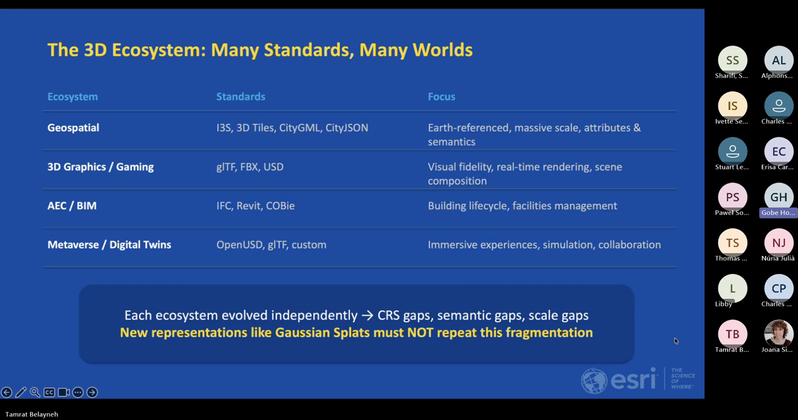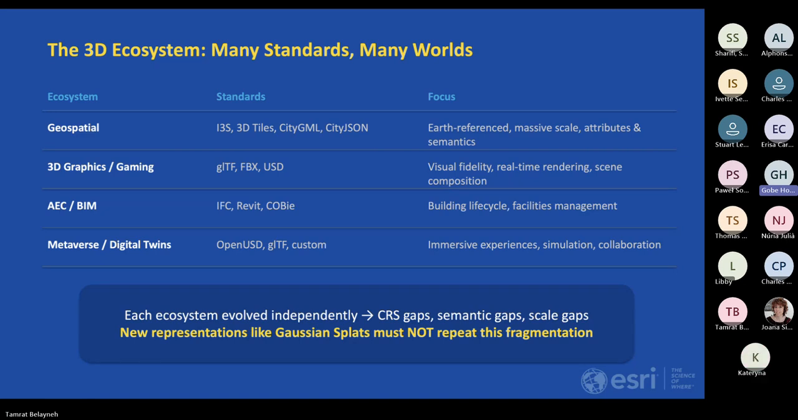So each ecosystem evolved independently, but there is a gap. For the geospatial ecosystem, the ultimate theme is the CRS, or having the object being tied to Earth space. It is the central theme, right? Because CRS is always central to it. In the others, sometimes it might be there, but it's not really central to it.